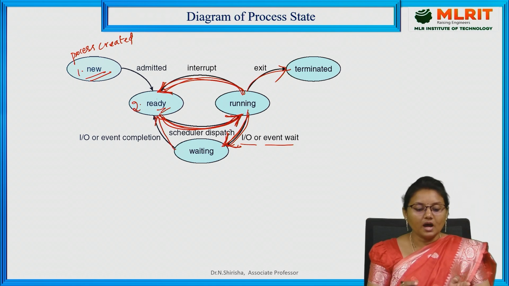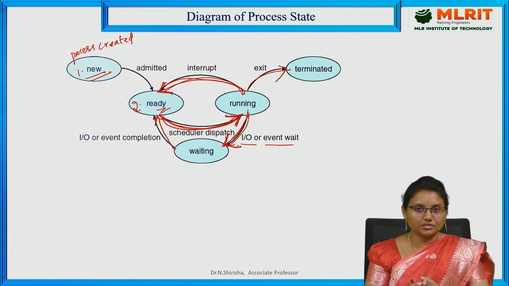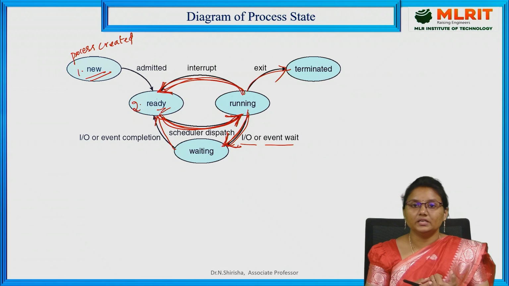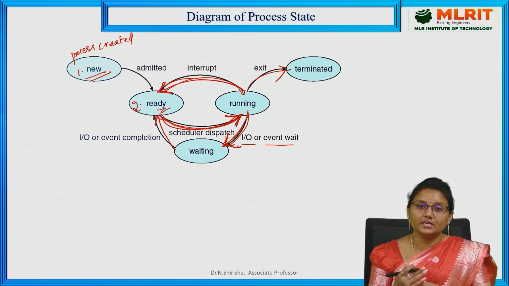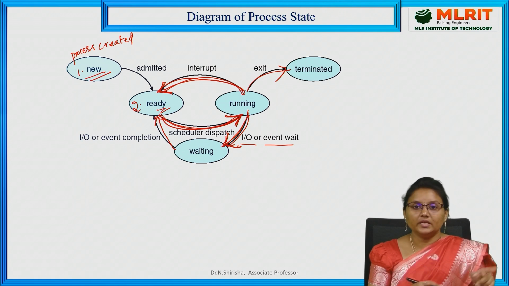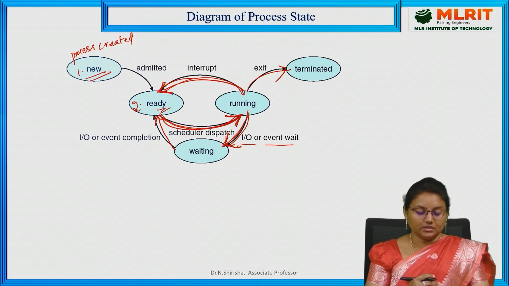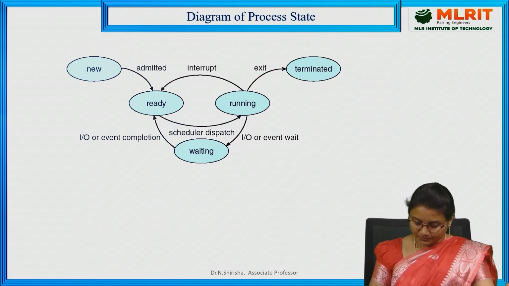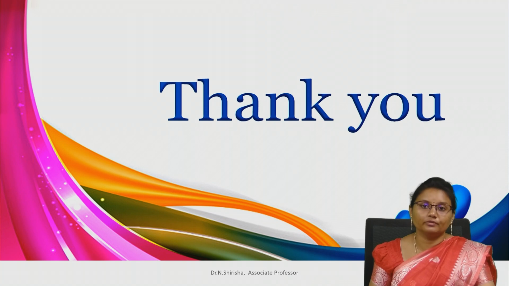So this is how the state changes in different scenarios, like when you get an interrupt, when you get an IO operation, or when it has to get some event, and when IO is completed, again it goes back to the ready state and then to the running state. Clear? So this is the process diagram which shows the different states of a process.